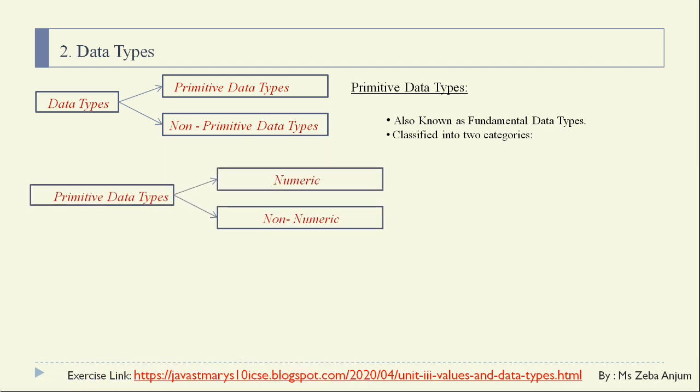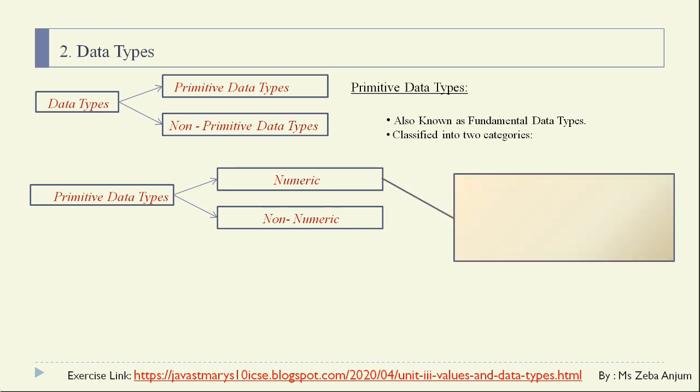See, primitive data types are divided into two categories, numeric and non-numeric. Numeric means all the arithmetic operations we are going to perform on it. Non-numeric means except numeric data, whatever else comes under non-numeric data. For numeric, the first category is the integer data type. Now this integer data type is again divided into four parts. First we have byte, second short, third int, then long.